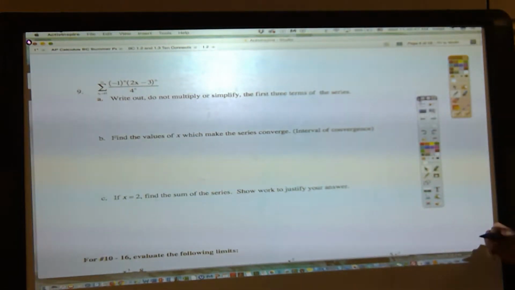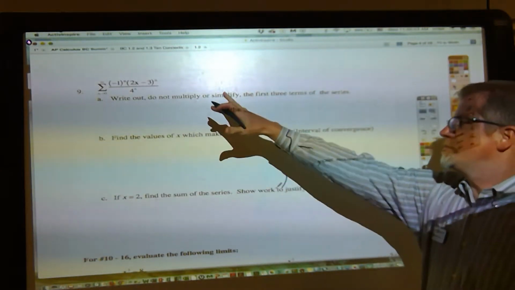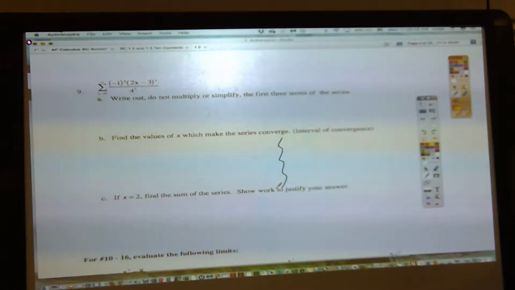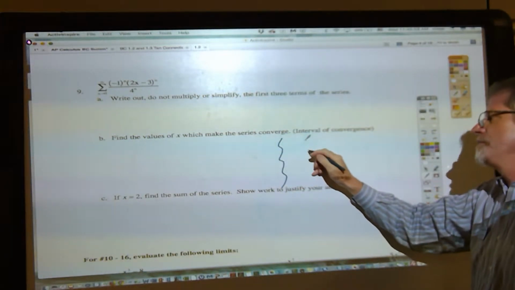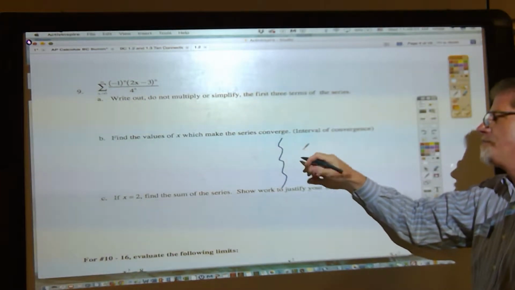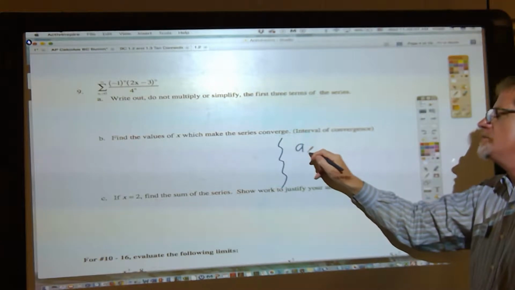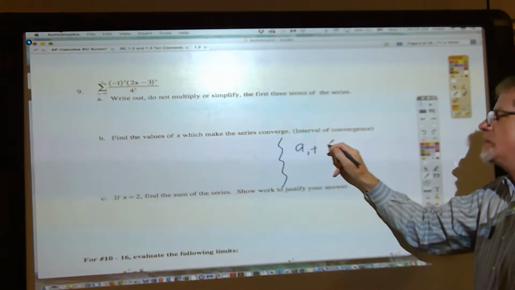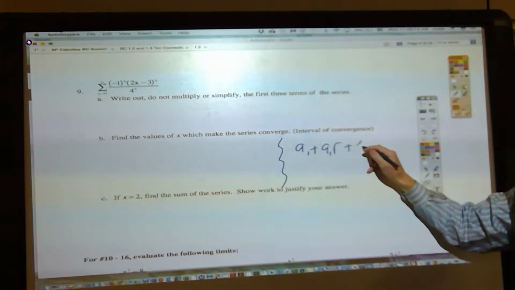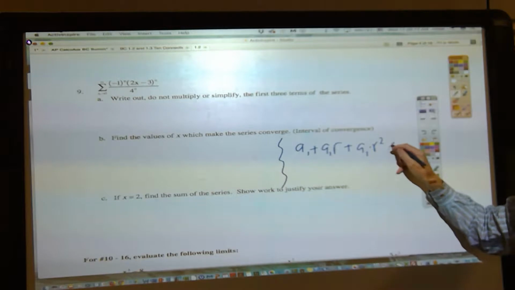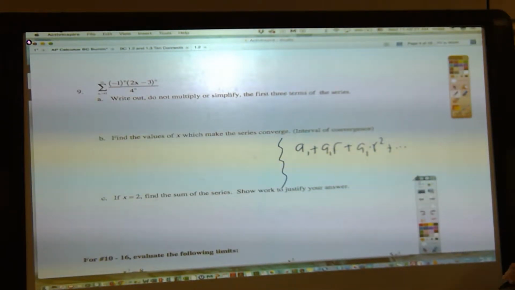Yeah. So the idea behind an interval of convergence, and I'm not going to actually do the problem for you here, although the solution will be posted before the end of the school day, certainly. But here's the idea. If you have an infinite geometric series, first term a1, plus a1 times r, plus a1 times r squared, plus dot, dot, dot forever. That's an infinite geometric series.